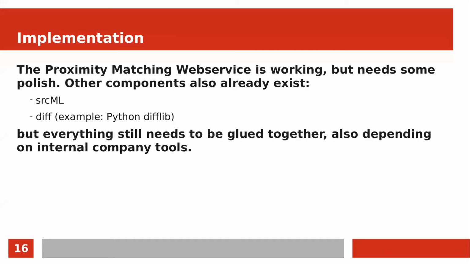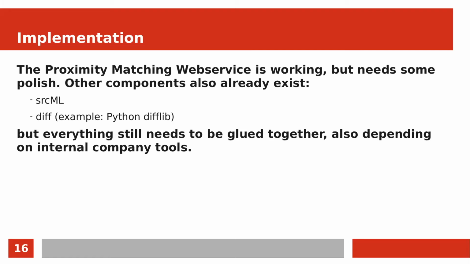So the implementation that I have right now, the proximity matching web service, is working. It still needs some polish before I can release it. The other components that I mentioned already exist. SourceML is an existing tool. Diff is a very old Unix tool with lots of implementations, like difflib in Python. But I still need to do some glue work.